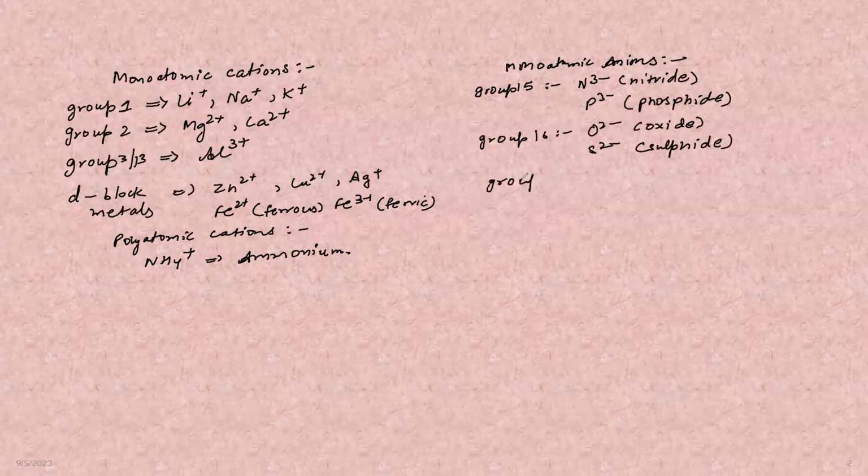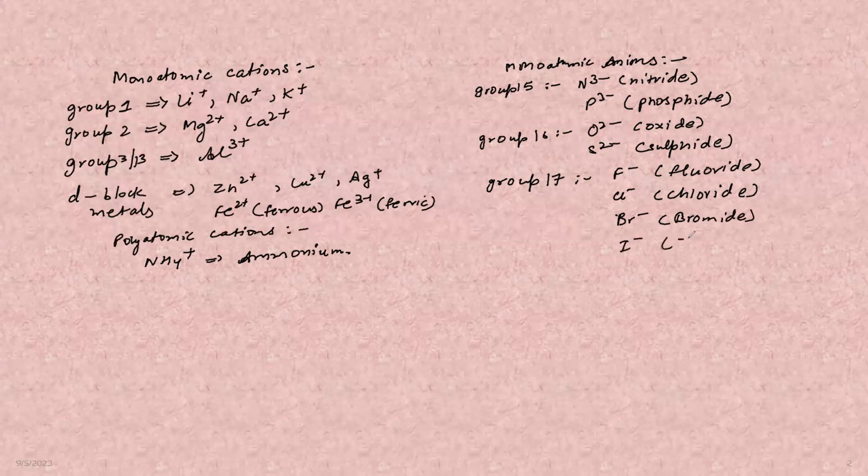Next, group 17, halogens. So F negative, fluoride; Cl negative, chloride; Br negative, bromide; and I negative, iodide. Okay, so these were monoatomic anions. Next, we have polyatomic anions. Poly means made up of more than one element.